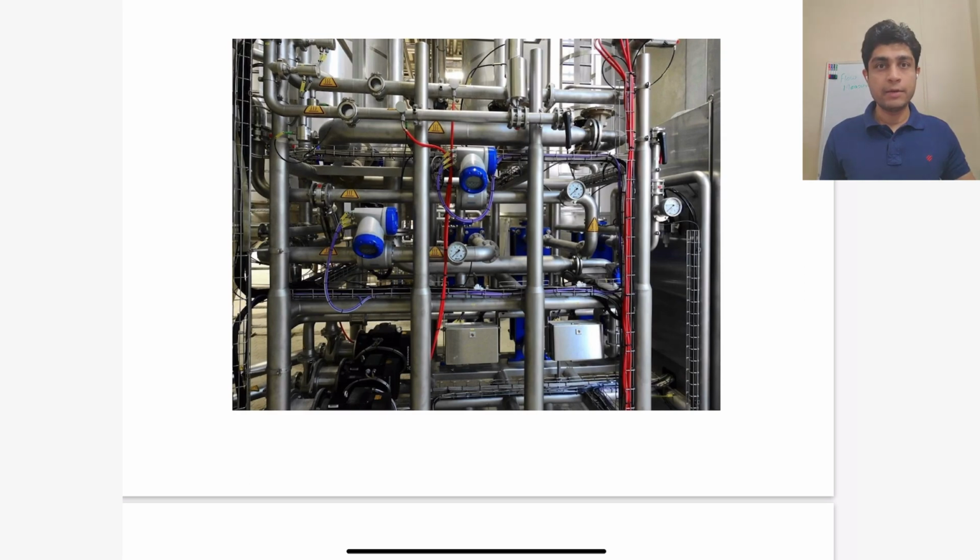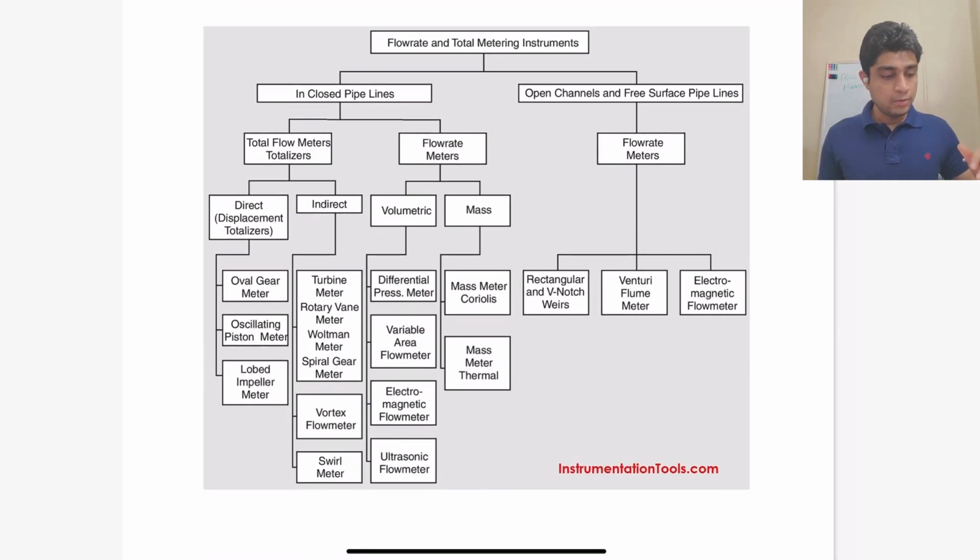So in this lecture, I'll be familiarizing you with different methods of flow measurement and different flow meters and their working principles. This chart on your screen shows a classification of existing flow meters. Again, the flow can be in a closed pipeline or it can be an open channel flow. Let's say something like a ship cruising over water. That's kind of an open channel flow.